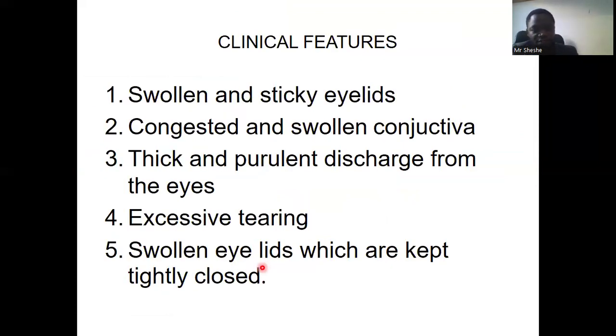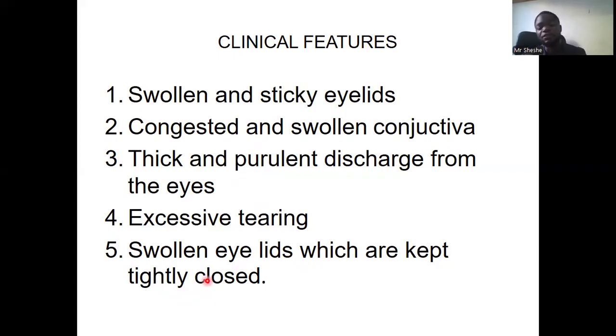So: congested swollen conjunctiva; thick and purulent discharge, which is pus; excessive tearing, which is a protective mechanism. Tears are always flowing, but in this case, there's excessive tearing or lacrimation. So the tear glands produce more tears to flush out the microorganisms. Then swollen eyelids that are stuck to each other. I think this is a repetition. Sticky eyelids, it's the same here. That's a repetition.